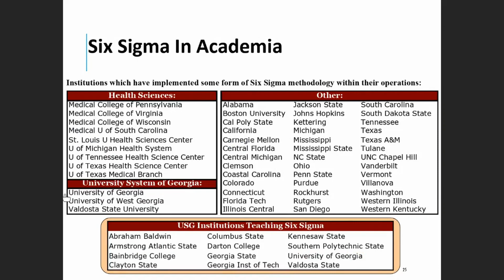We are closing here with Six Sigma and how it's implemented in academia. Many institutes, universities, and schools in the US implemented the Six Sigma methodology in their operations, whether in scheduling or finance or in different sectors. Those are names of universities and schools that implemented Six Sigma. Also here in the lower table, those are schools teaching Six Sigma, so they offer you an undergraduate program or a diploma certificate in Six Sigma from these universities.